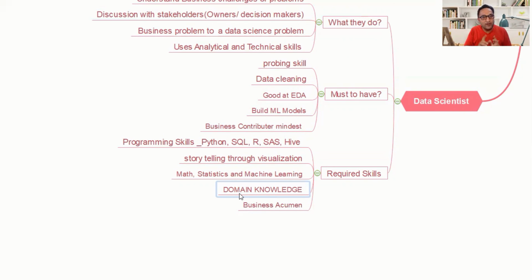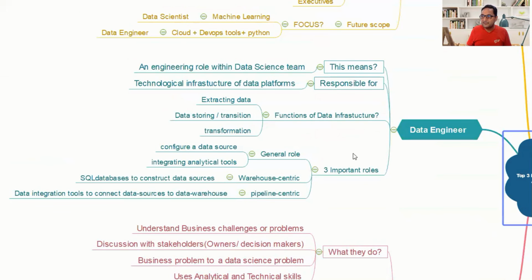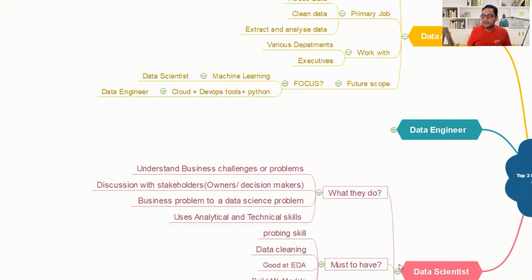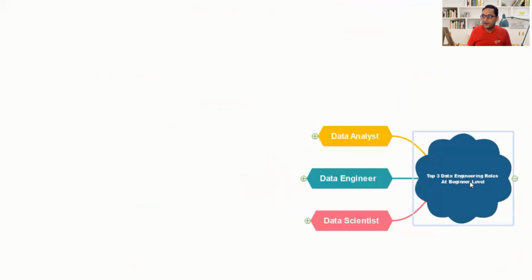And business acumen, I already told you, a data scientist is just like a businessman. He understands how to generate revenue for a company, right? So that should be in his head, so that he can propose those solutions to the business stakeholder with the help of his storytelling skill, right? So that's all about the top 3 roles which are there in data engineering, right?